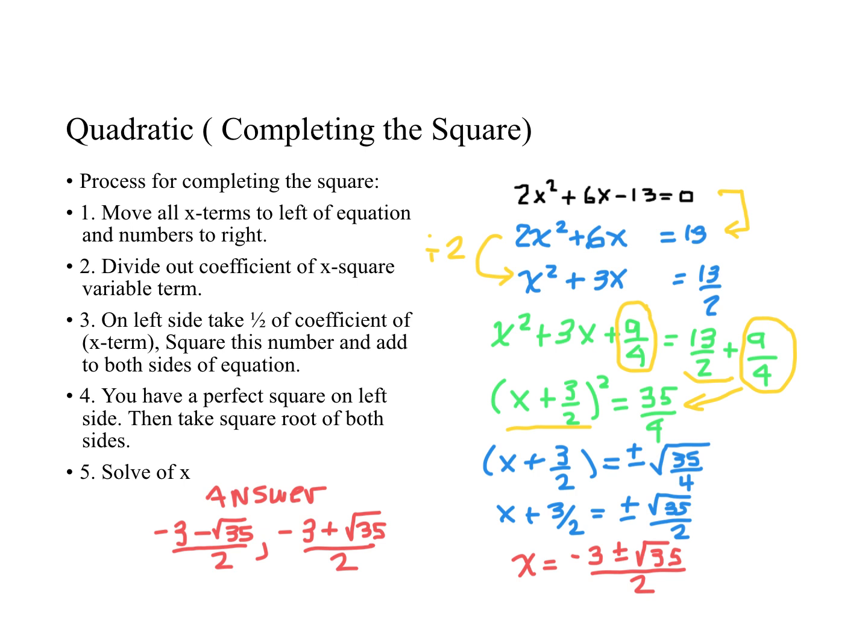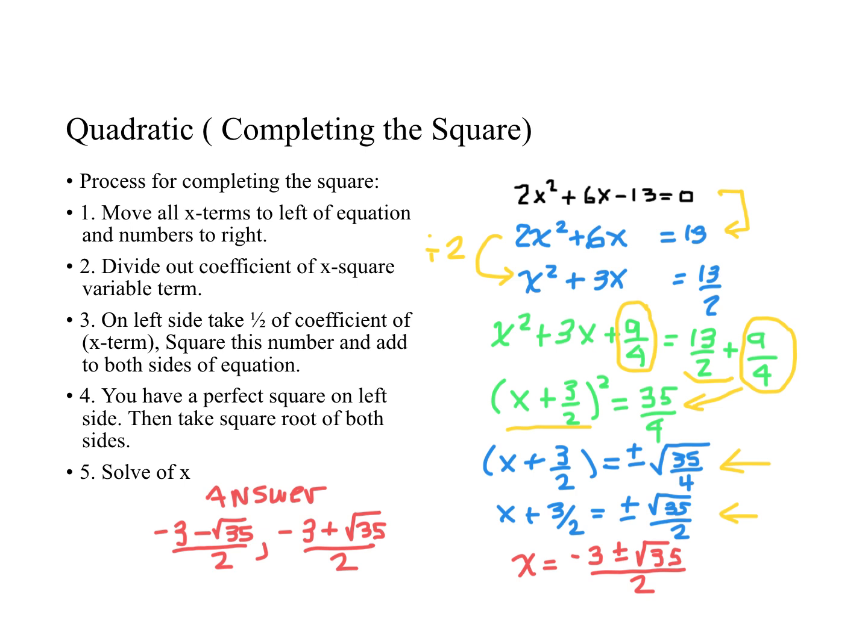Now we can take the square root of both sides. When we take the square root of both sides, we get x plus 3 halves is equal to plus or minus the square root of 35/4. And now we can see we can reduce that a little bit. We get x plus 3 halves is equal to plus or minus the square root of 35 over 2.